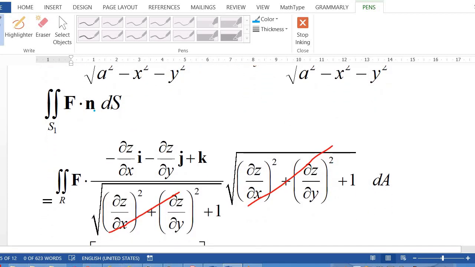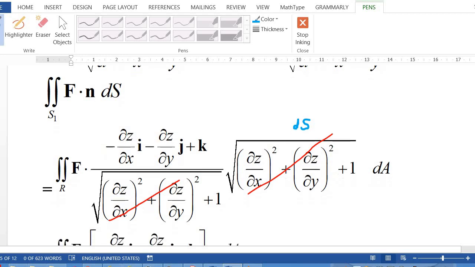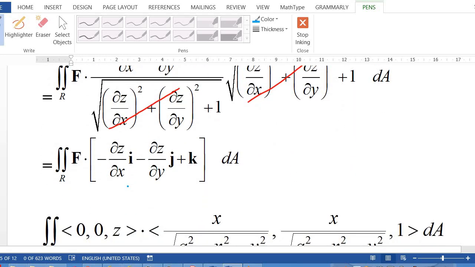So the unit normal vector pointing up: the normal vector is negative del z del x i, negative del z del y j, plus k. The square root here is from dS. The numerator is the normal vector pointing up. You want a unit normal vector, so divide by the magnitude of the normal vector. The magnitude of the normal vector has the same formula as dS, so they cancel out. So you have the double integral of F dot normal vector dA over region R.